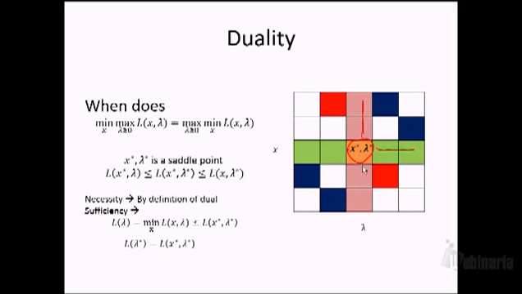less than the Lagrangian at any other choice of x, because that makes this point a solution to the dual. And because it's a solution to the primal, the Lagrangian at this point has to be greater than the Lagrangian at any other choice of lambda for the same x.